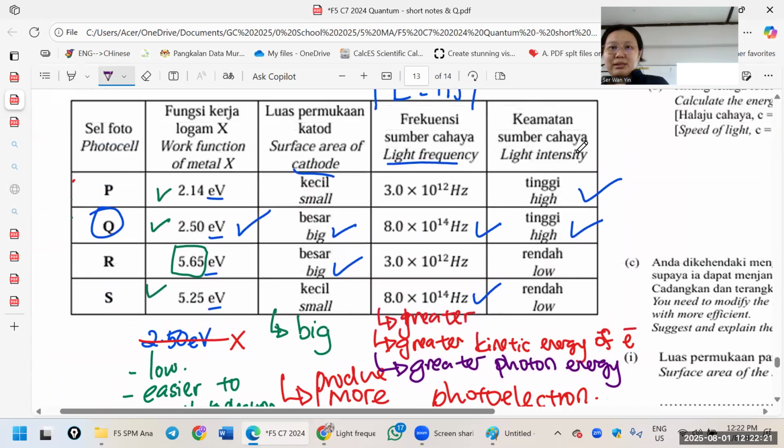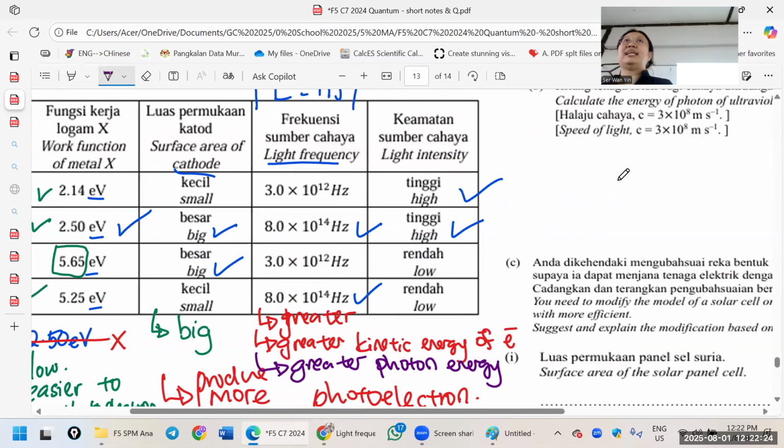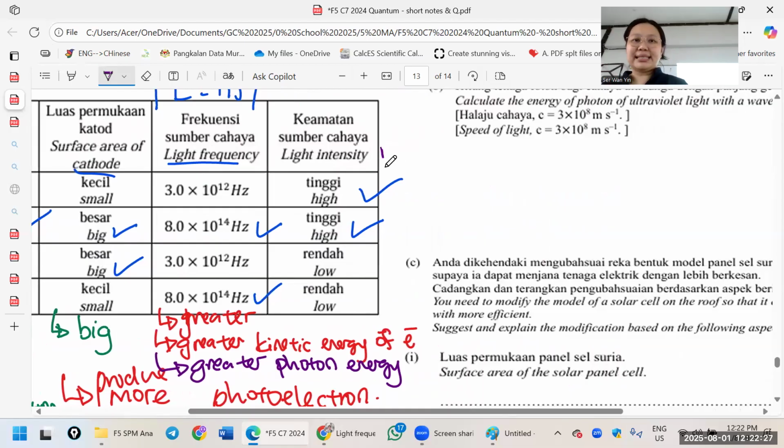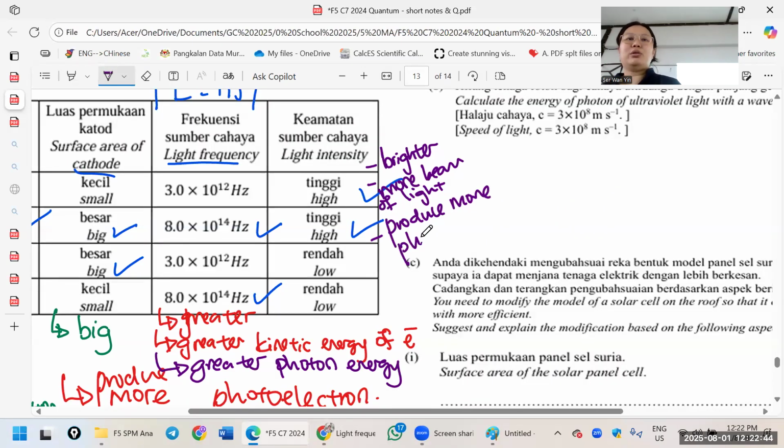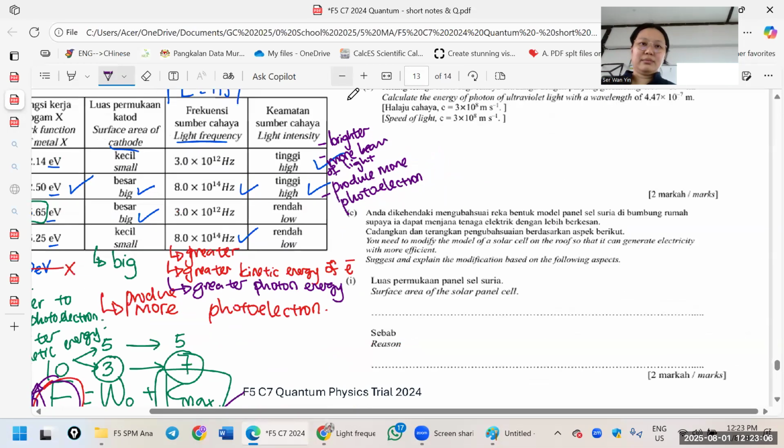Now, the last. Light intensity should be high. Why? Okay, brighter actually means what? More beam of light means it will produce more photoelectron. Like you got many 10 ringgit notes, you can buy a lot of cakes. You treat the electron like cakes.